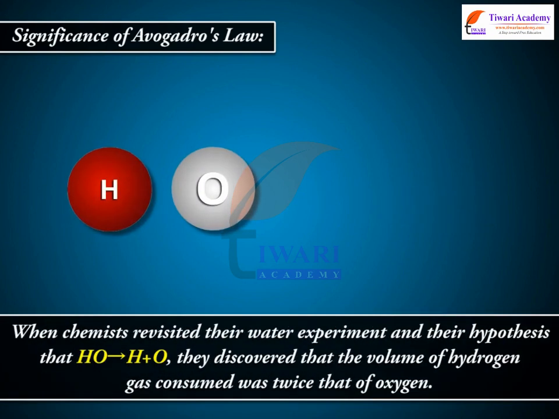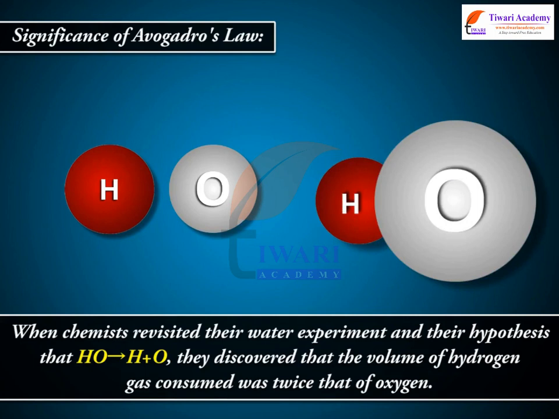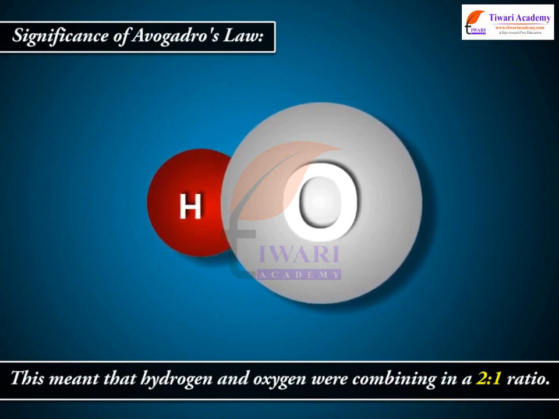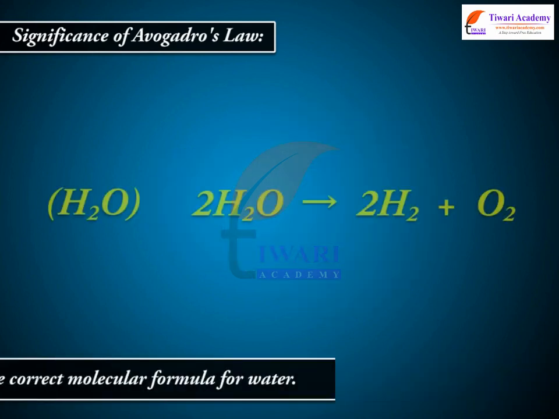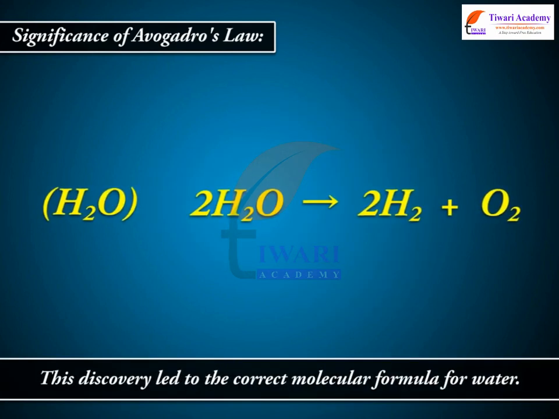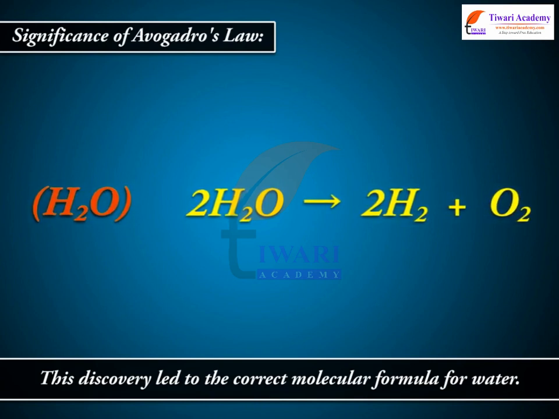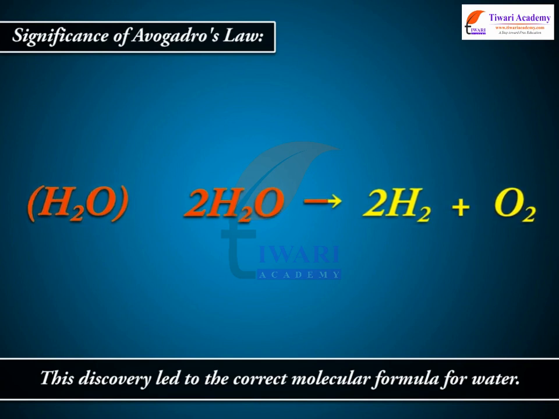When chemists revisited their water experiment and their hypothesis that HO gives H plus O, they discovered that the volume of hydrogen gas consumed was twice that of oxygen. This meant that hydrogen and oxygen were combining in a 2:1 ratio. This discovery led to the correct molecular formula for water, H2O, and the correct reaction, 2H2O gives 2H2 + O2.